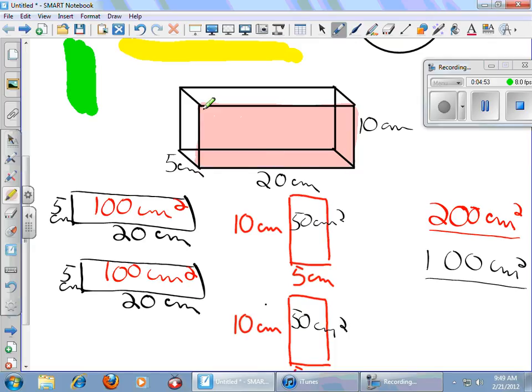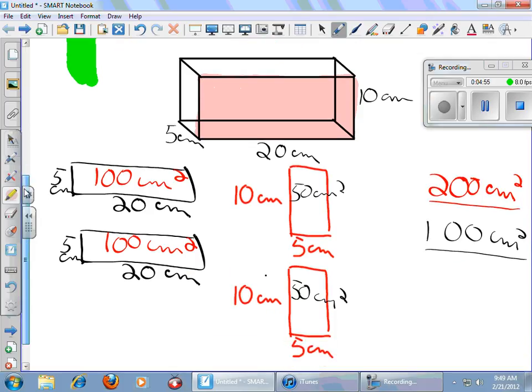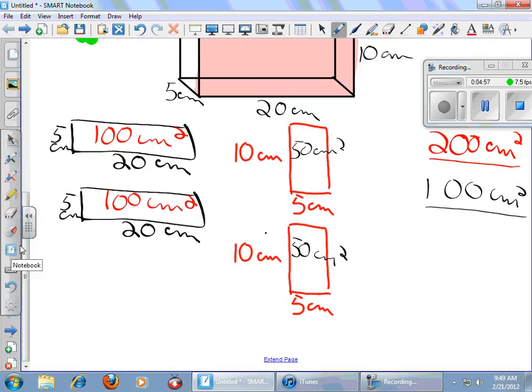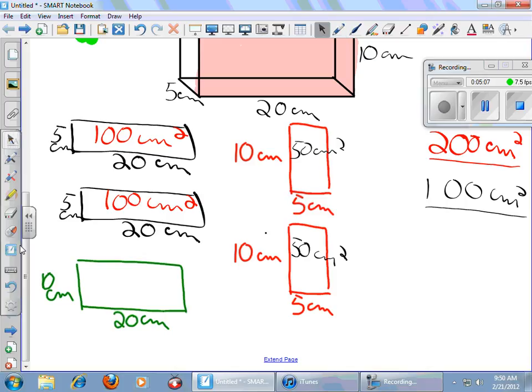There we go. And that box looks like it's a 20 by 10. So I'll draw that one. 20 centimeters by 10 centimeters. And again, I think there are two of them.